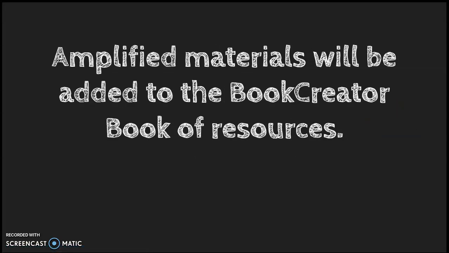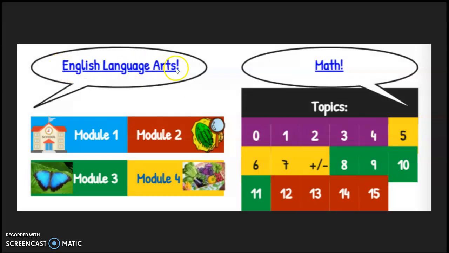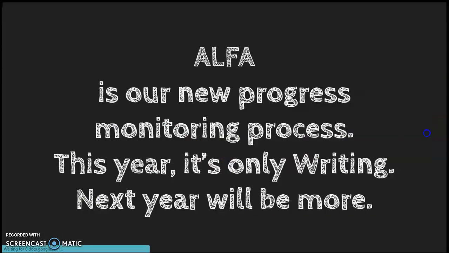So, amplified materials. Okay, so that Book Creator book you see linked on your planning document. There are going to be, they're not there yet, but they're going to be English language arts for modules 1, 2, 3, and 4. The picture is going to be different for 3rd grade, and this is 2nd grade. And for math topics, you can click on them and see all the resources currently available. Not yet, but soon. Right now, if you click on them, there might not even be links, or there might be dead links, but they will get there. I'll keep you updated, okay? I want to fill this up, make it an easy resource for you and the kids to use.